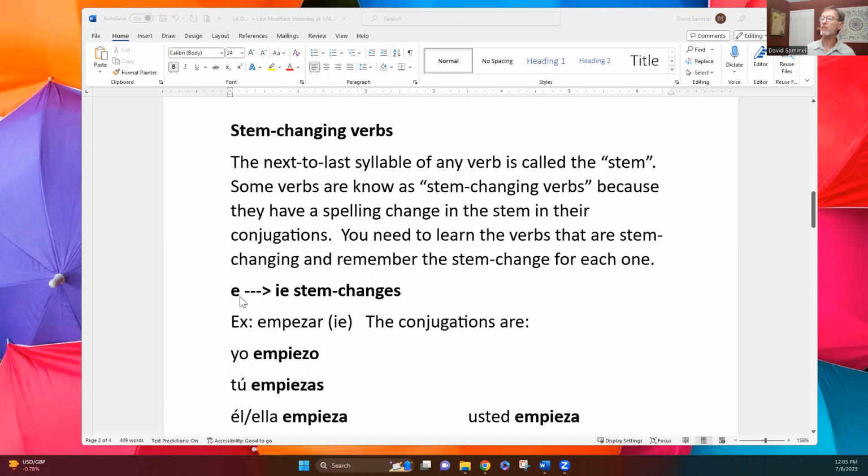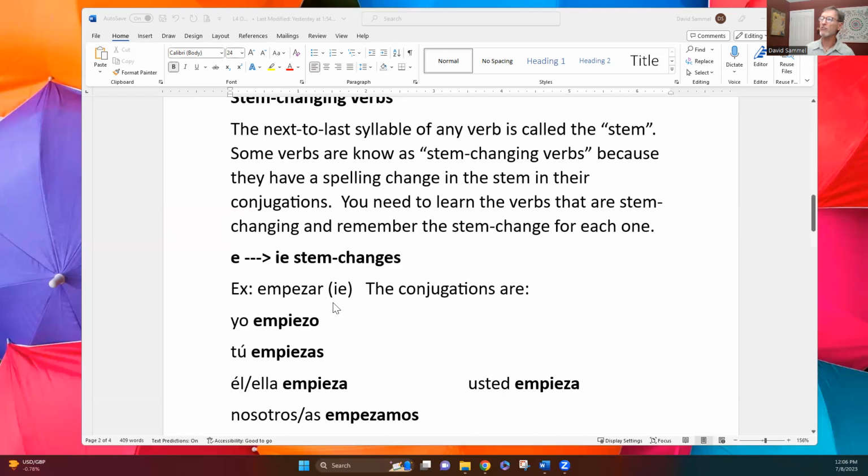The first one we're going to look at is where an E changes to an IE. So here's our verb. The verb empezar means to begin. Here's my ending. It's an AR verb. Here's my stem, which is the E. Now you just have to know that the verb empezar is going to be a stem changing verb. They're not going to give you this any other times. You don't see this in writing or anything like that. You just have to know that the verb empezar is an IE stem changing verb.